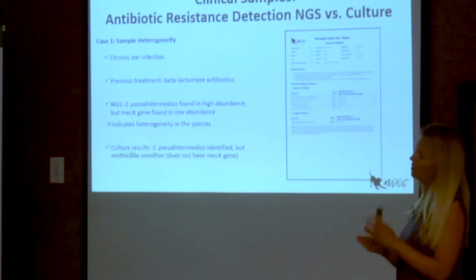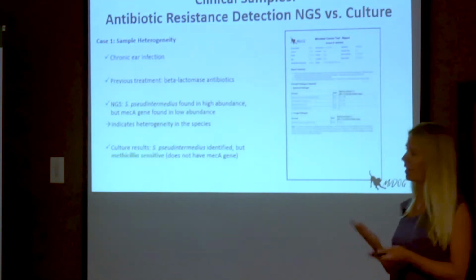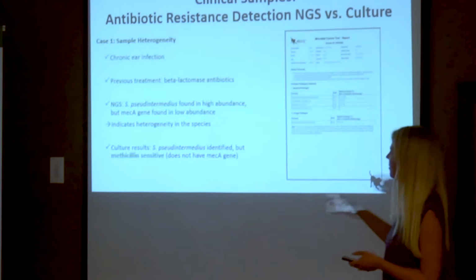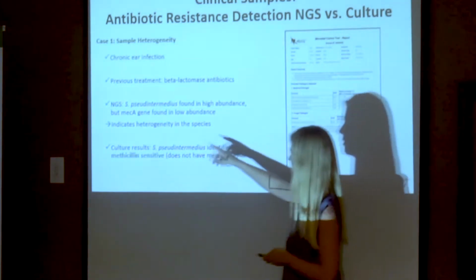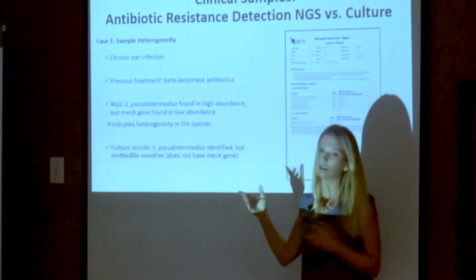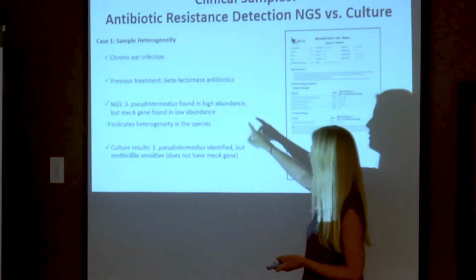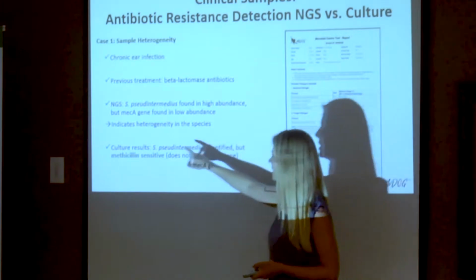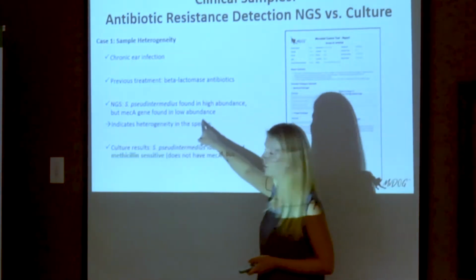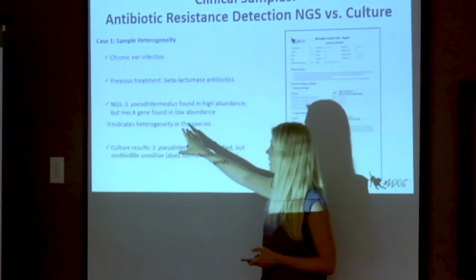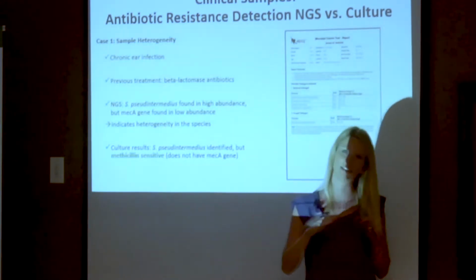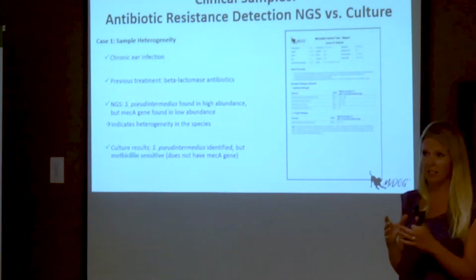We sent it both for sequencing and for culture testing. And sequencing found a high abundance of Staphylococcus pseudintermedius, a common pathogen in ear infections, so nothing too surprising there, but in a very high abundance. But the resistance gene was found in a very low abundance, very little of it. So it indicates a heterogeneity of this specific species in the ear sample.